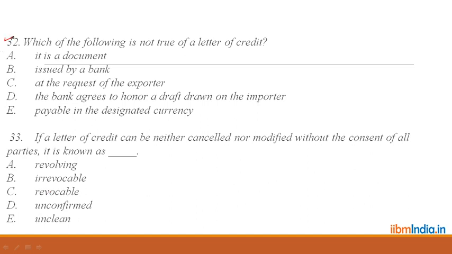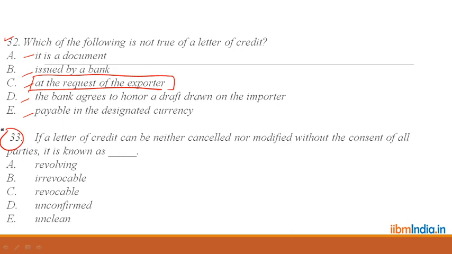Question number 32. Which of the following is not true of a letter of credit? It is a document issued by a bank at the request of the importer. The bank agrees to honor a draft drawn on the importer, payable in the designated currency. A letter of credit is an instrument issued by the importer's bank on behalf of the importer. If something happens, the importer's bank will be responsible. Who issues the letter of credit? The importer's bank. In India, that is Exim Bank, Export Import Bank of India. It is a document, yes. Issued by a bank, yes. Not true: at the request of the exporter. C is the correct answer.